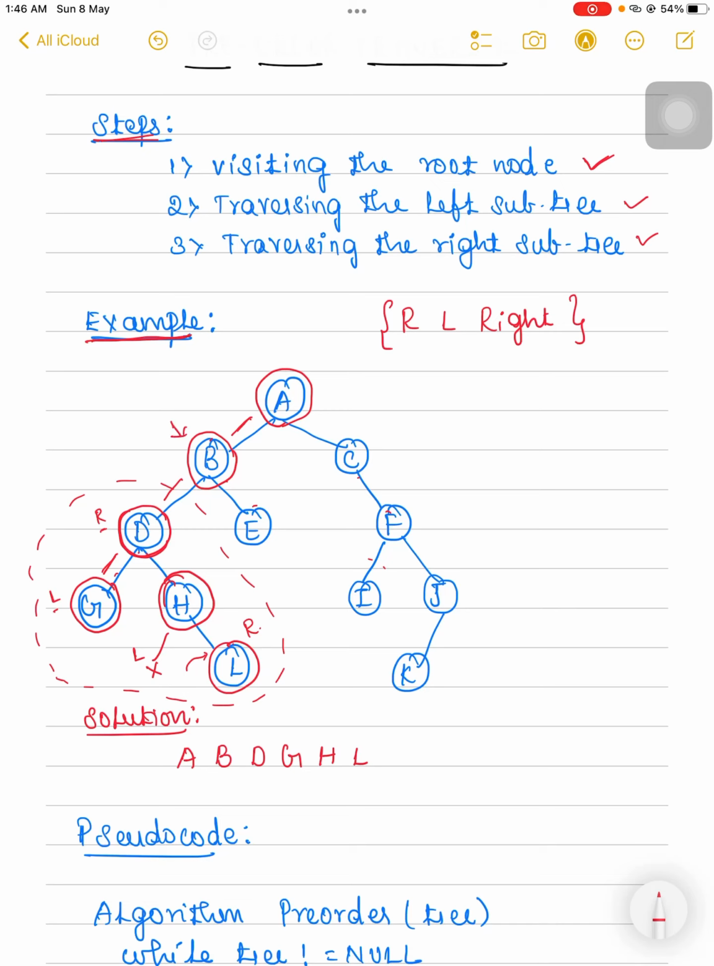Now after visiting the root node B and the entire left subtree, it is supposed to move on to the right subtree. When we check the right subtree of the node B, there is only E.